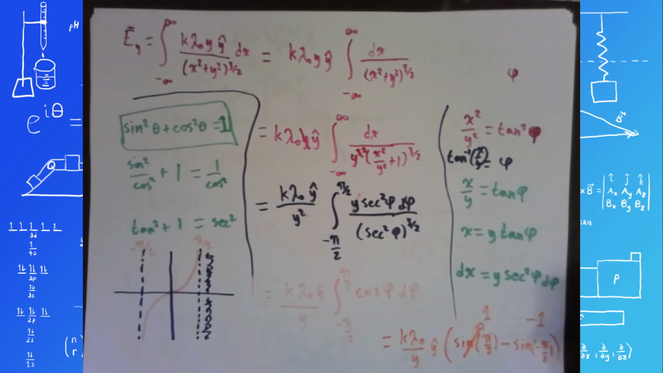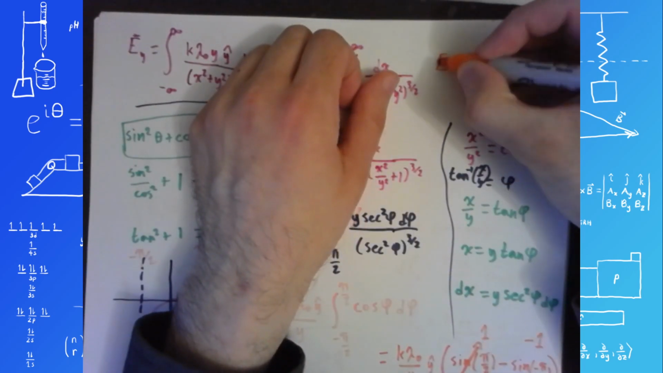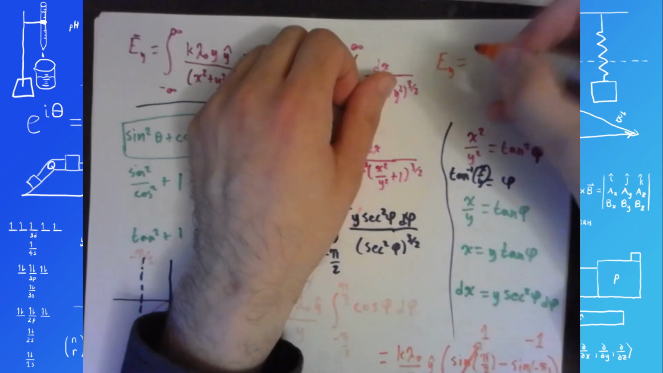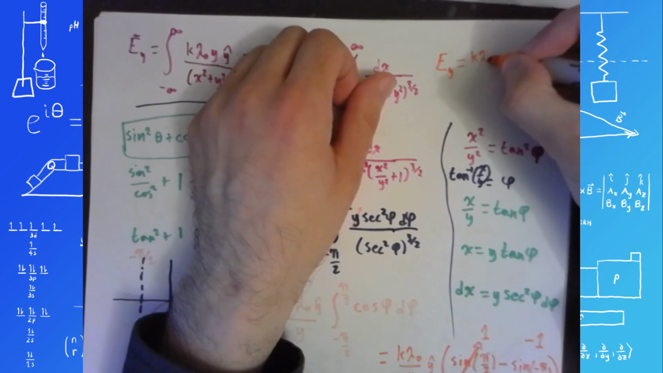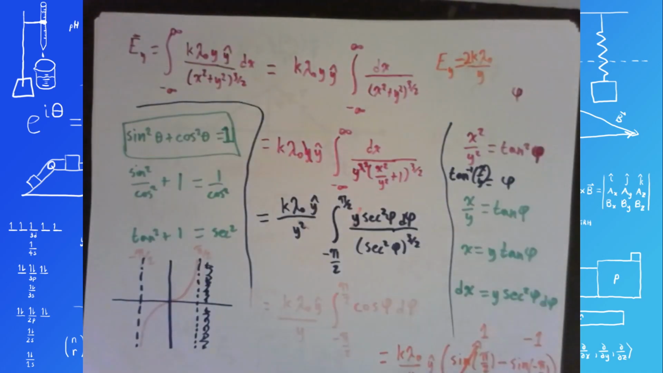We are getting 2k lambda 0 over y, and then times y hat, which just means it's in the upward direction. Okay, so I think I'm just going to fit that right up here. Total electric field in the y direction, at least its magnitude, is equal to k times lambda 0 over y, and then times 2. Should have written the 2 first. There we go. It's kind of crowded, but you know what it's supposed to say.